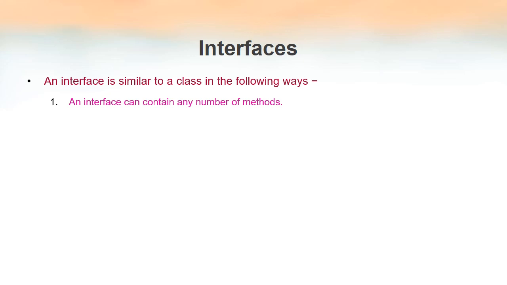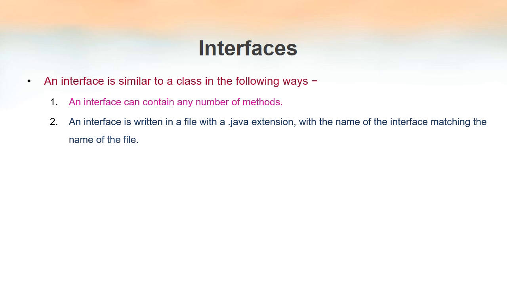We have defined a class as a collection of variables and methods, right? There can be any number of methods within a class. Similarly, an interface can also contain any number of methods. Also, an interface is written in a file and it is saved with a .java extension.